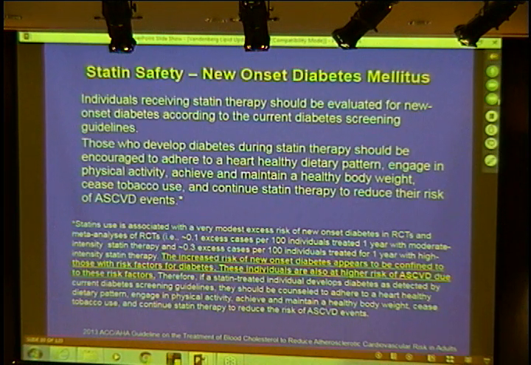One of the safety concerns that came out in FDA labeling a couple of years ago was the issue of new onset diabetes. I don't know, has anybody heard about that? I'm just curious. Can you raise your hand if you've heard about that from any of your patients? You know, it's on the internet, and it is an issue.